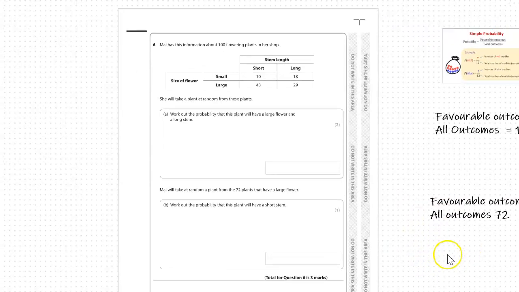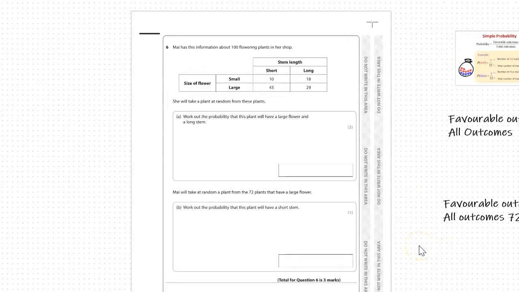Let's have a read of the question. May has this information about 100 flowering plants in her shop. What we've got there is a two-way table. If we read it from the columns, we have the figures for stem length, short and long. If we read it horizontally, we have the size of flower, small and large.